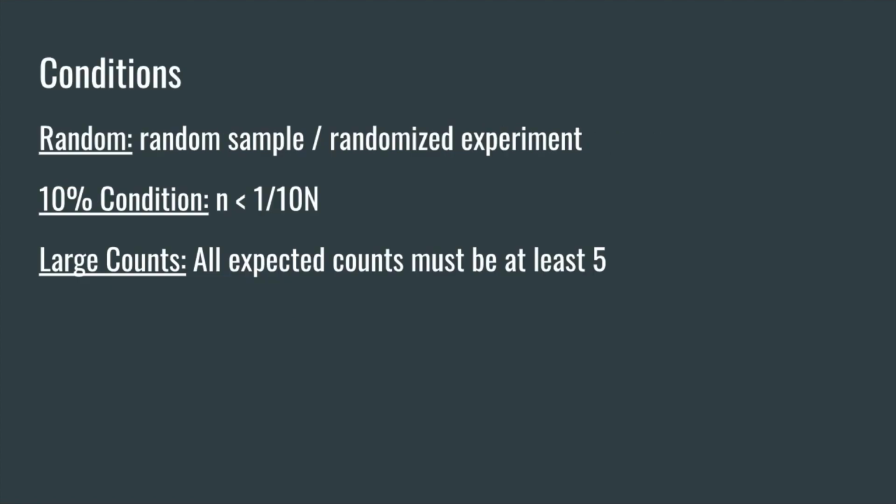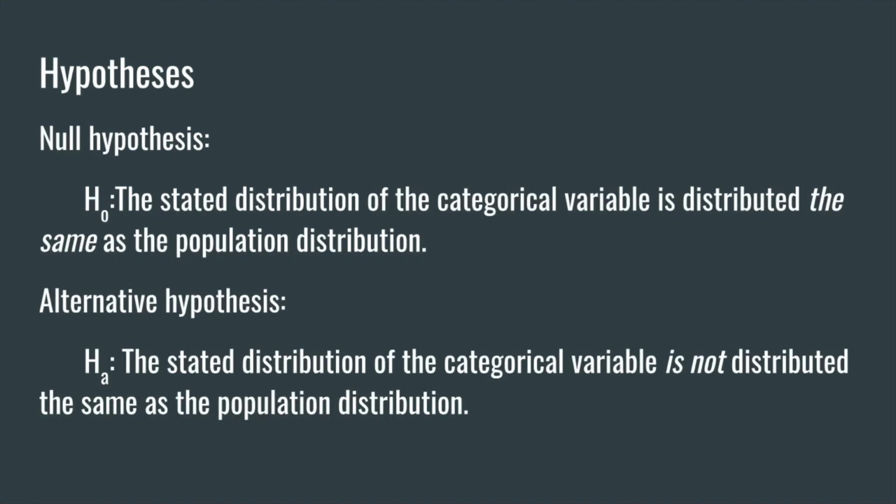The conditions that must be satisfied in order to perform a chi-squared goodness of fit test are that the random condition must be satisfied, which states there should be a random sample or a randomized experiment from which you're drawing the data. The 10% condition states that the sample size must be less than 1/10 of the population in order to assure independence, and the large counts condition, which states that all expected counts must be at least 5.